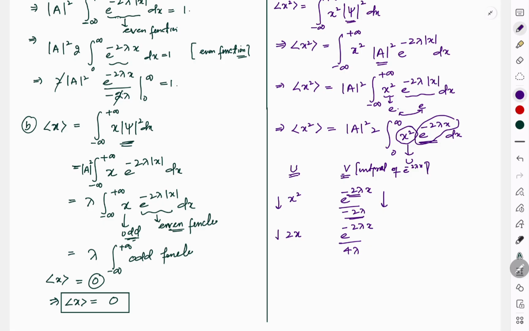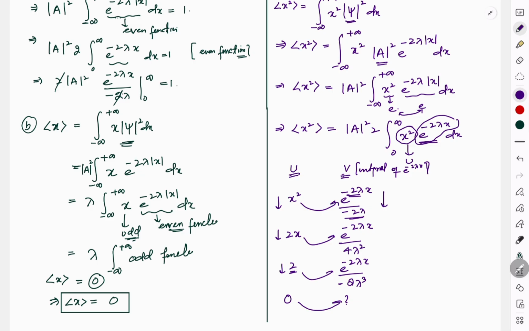Do the differentiation again, so it is 2, and it's e to the power minus 2 lambda x divided by 4 lambda into 2 lambda, with a minus sign, so there is 4 lambda square and minus 8 lambda cube. Now its differentiation is 0, and it doesn't matter what it is, because we're finally multiplying these two things.